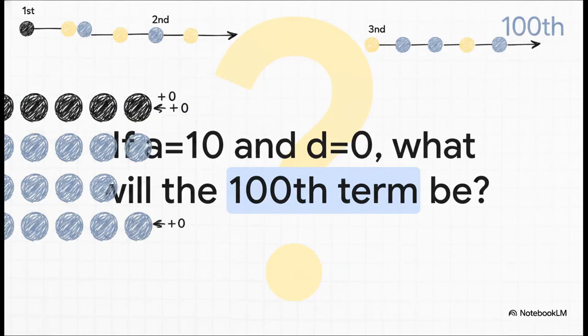We have done absolutely excellent work today. But before we finish our explainer, I want to leave you with a small challenge to test your newly acquired intuition. What if an arithmetic progression has a first term A of exactly 10 and a common difference D of exactly 0? Think carefully about what it actually means to add 0 every time. Based on that, what do you think the 100th term of that sequence will be?